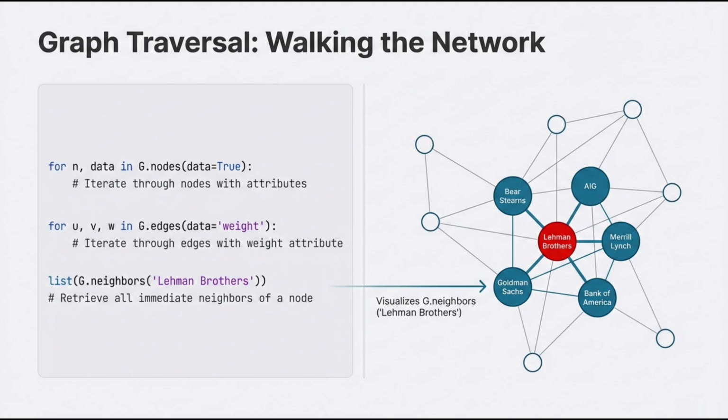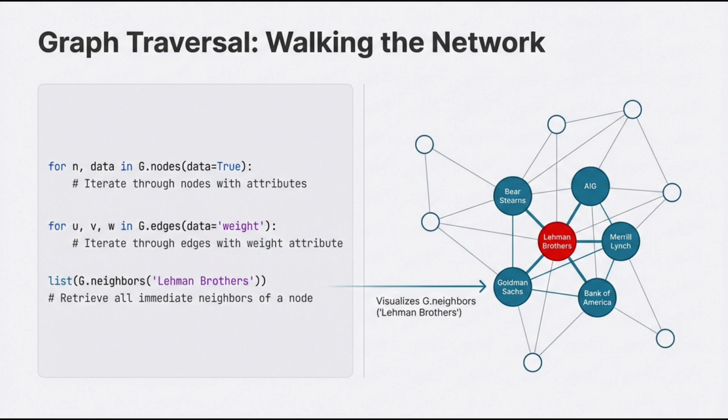This slide introduces graph traversal, which simply means walking through the network in code. On the left are examples of iterating through nodes and edges and retrieving the neighbors of a specific node. On the right, the visual highlights Lehman Brothers in red and shows the institutions around it, such as Bear Stearns, AIG, Goldman Sachs, Bank of America, and Merrill Lynch.